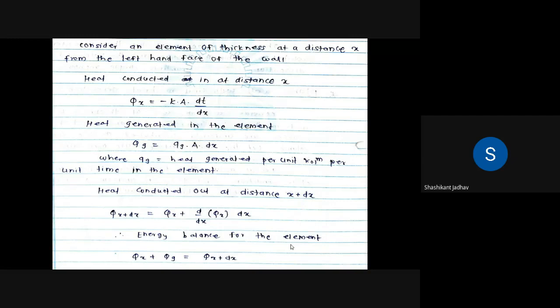So what have we written? How much heat is conducted into that small element? What is the equation for that? Qx. Then what amount of heat is generated within that element? That Qg is equal to small qg into A into dx.